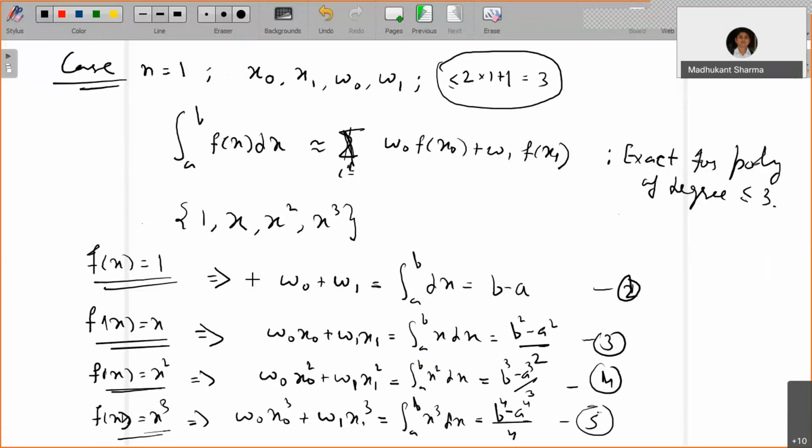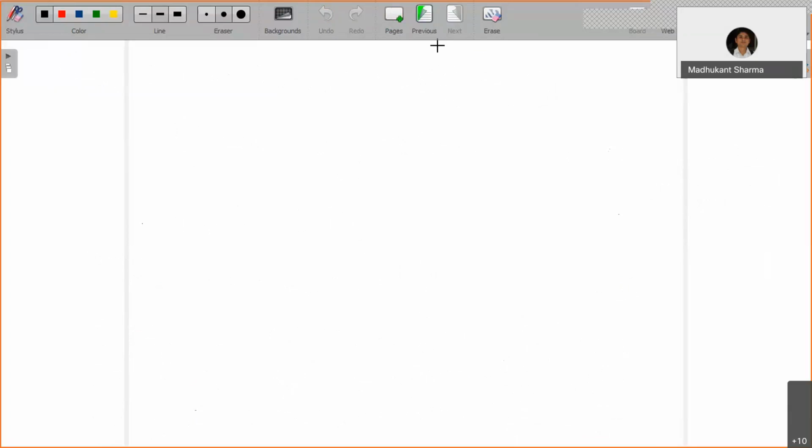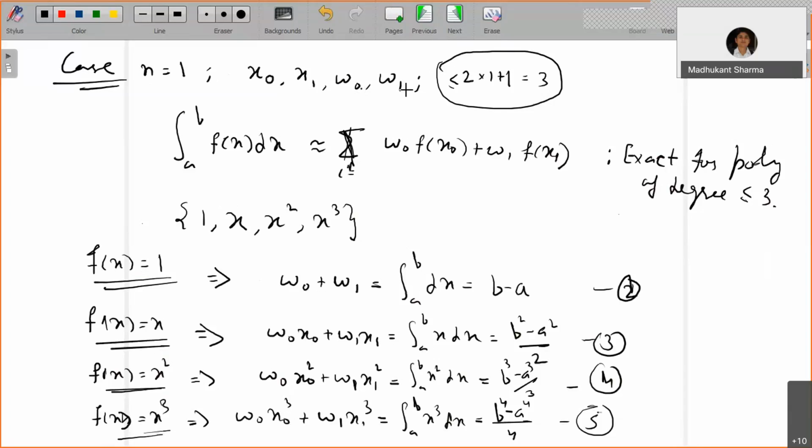We are going to use now inner product spaces. You have learned already during linear algebra inner product spaces on the space of all continuous functions that we are going to take here. And also we are going to recall the Gram-Schmidt orthonormalization process. That will come into the picture now. So what we wish to determine is x0, x1, w0, w1.